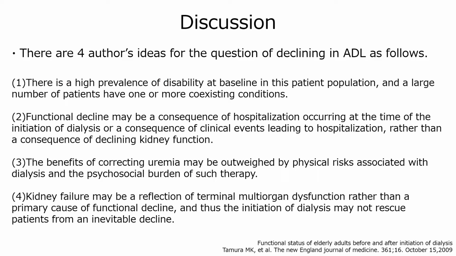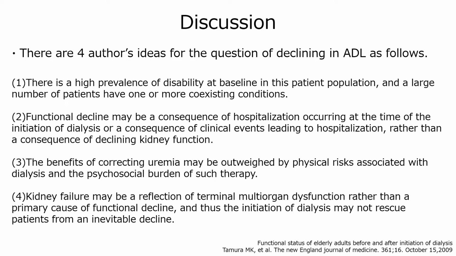Fourth, I'll talk about the discussion. Why does functional status decline in so many subjects despite the treatment of uremia? There are 4 ideas for the question of declining ADL. First, there is a high prevalence of disability at baseline in this population, and a large number of patients have one or more coexisting conditions.